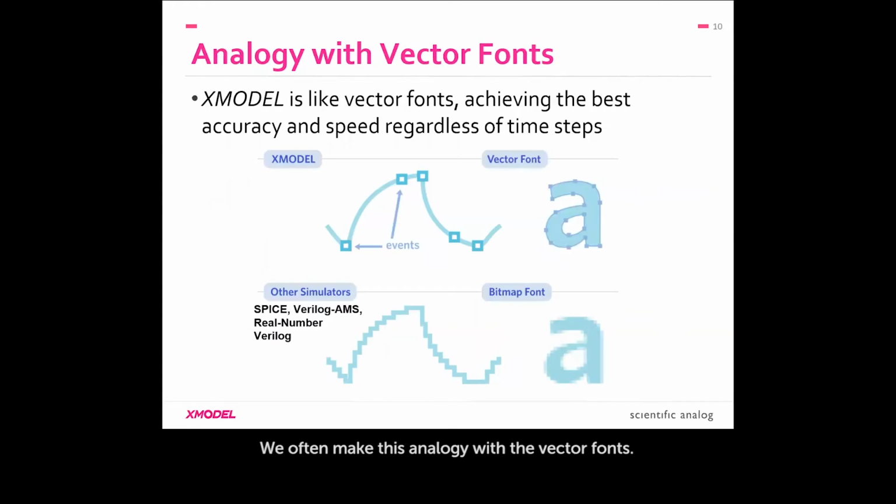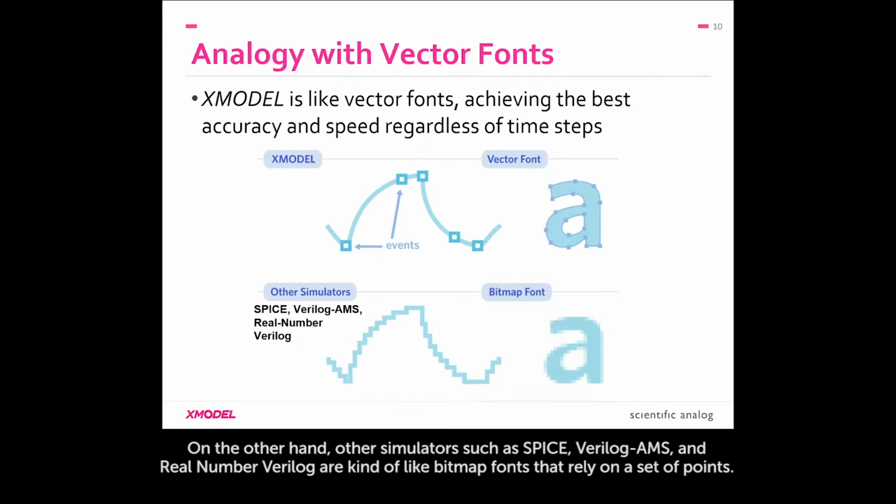We often make this analogy with vector fonts. XModel is like vector fonts that achieve the best accuracy and speed regardless of the time steps. On the other hand, other simulators such as SPICE, Verilog-AMS, and real number Verilog are kind of like bitmap fonts that rely on a set of points.